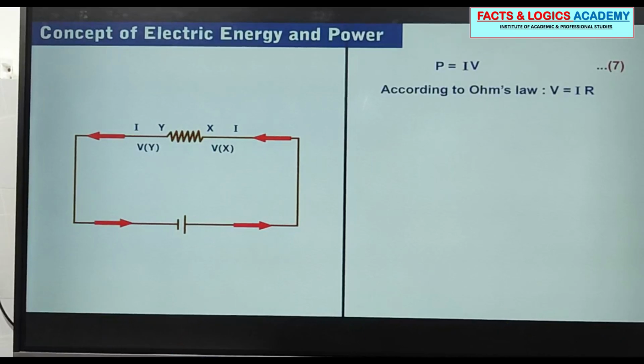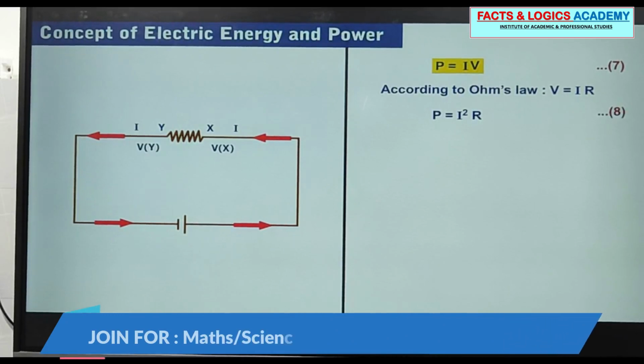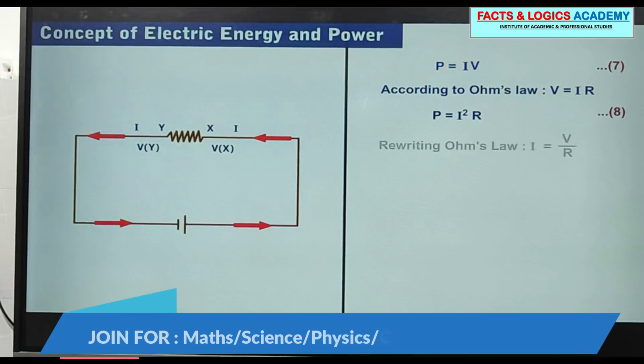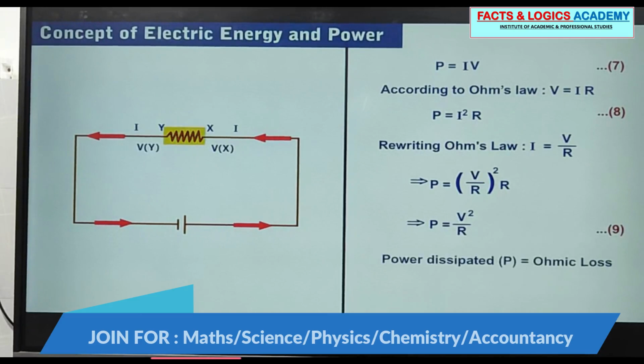According to Ohm's law, we have V is equal to IR. On substituting the value of V from Ohm's law in equation 7, we get P is equal to I square R. Let us label this as equation 8. Ohm's law can be rewritten as I is equal to V by R. Substituting the value of I in equation 8, we get P is equal to V by R whole square into R. This implies that P is equal to V square by R. Let us label this as equation 9. P, which represents the power dissipated or lost.